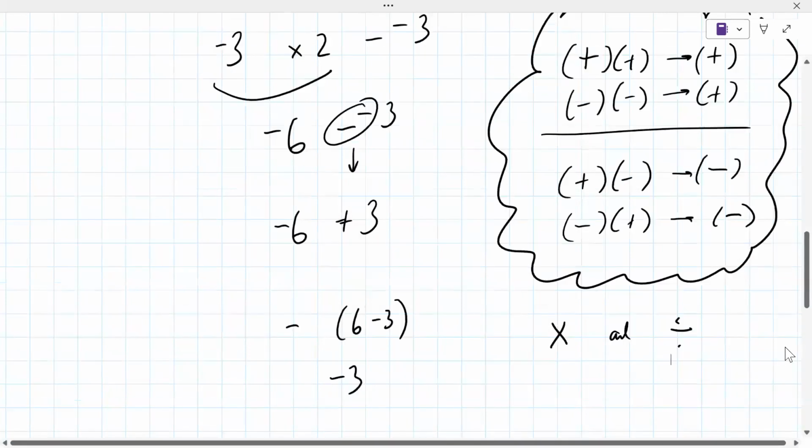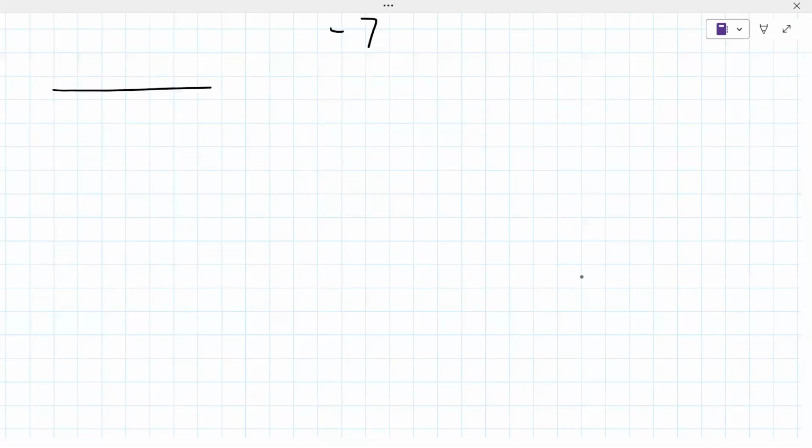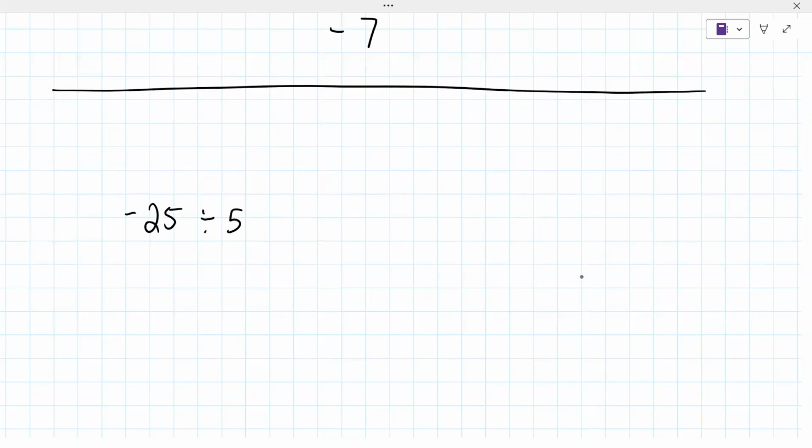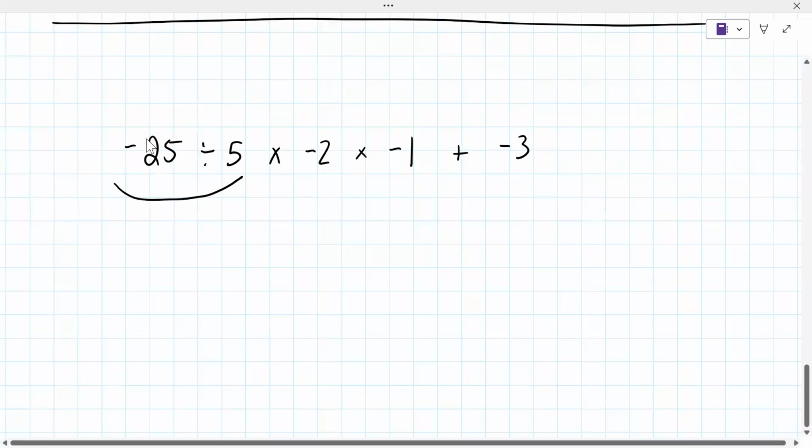All right, let's try a few more problems. Let's go: -25 divided by 5 times -2 times -1 plus -3. Okay, so we're going to start from left to right here. The rules for multiplication and division: if they're opposite in sign, the answer is negative.